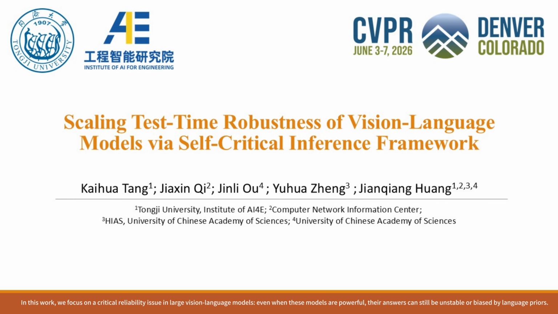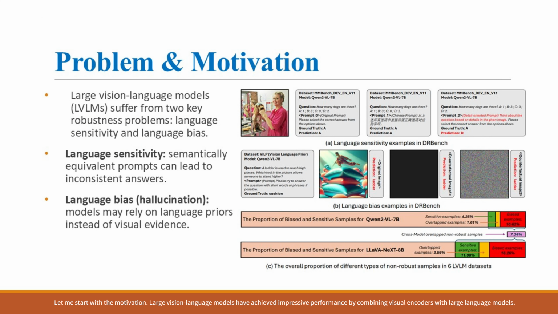In this work, we focus on a critical reliability issue in large vision language models. Even when these models are powerful, their answers can still be unstable or biased by language priors. To address this, we propose a new inference framework called Self-Critical Inference, or SCI, together with a dynamic robustness benchmark called DRBench. Let me start with the motivation.